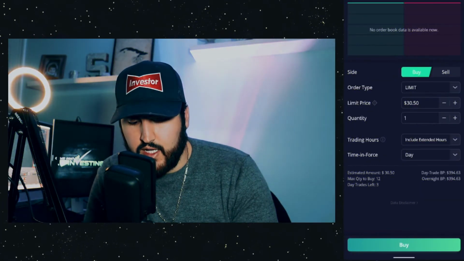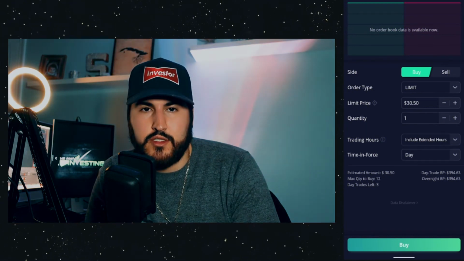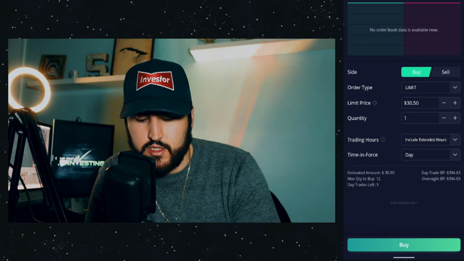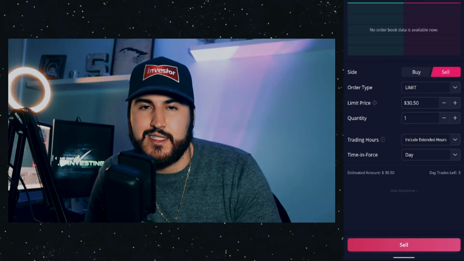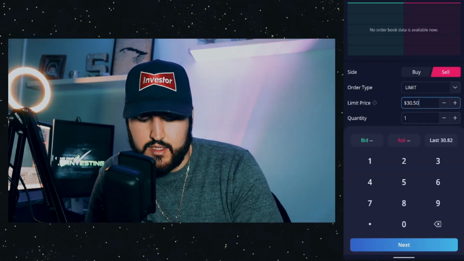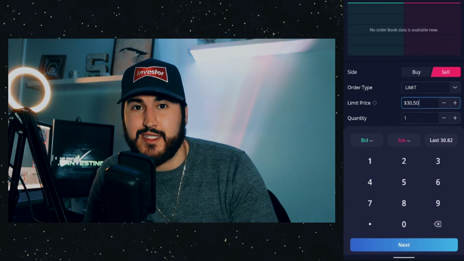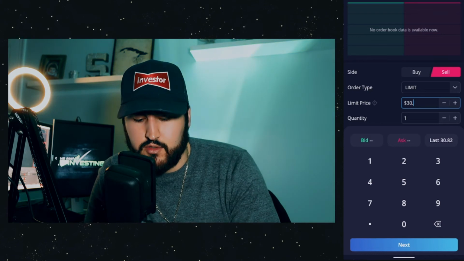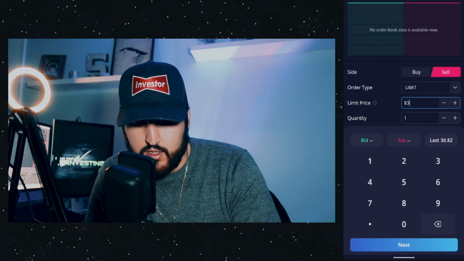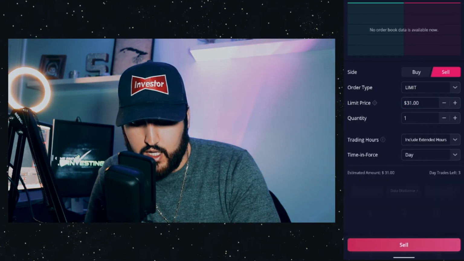Now to the sell side of things. Let's say you have shares in Uber, and you can do this from your position tab, or you can do it from here as well. And let's say that we want to sell Uber. But let's say we don't want to sell Uber at a price that's below the current price. If it was trading at $30.82, let's say that we don't want to sell Uber until it hits $1.